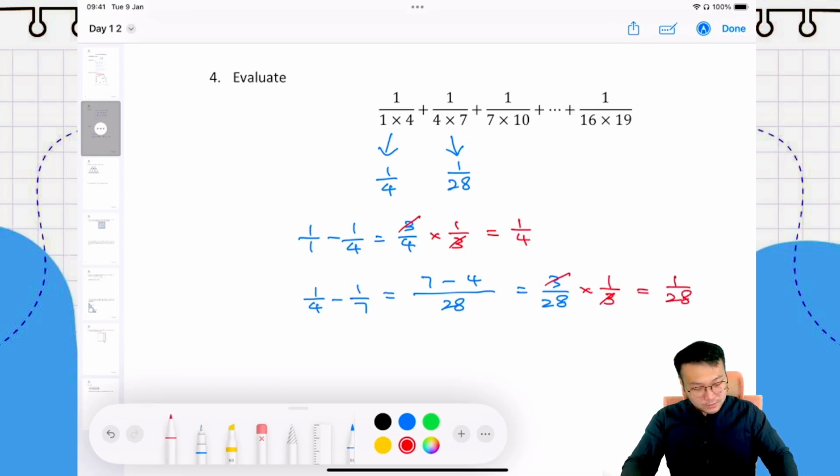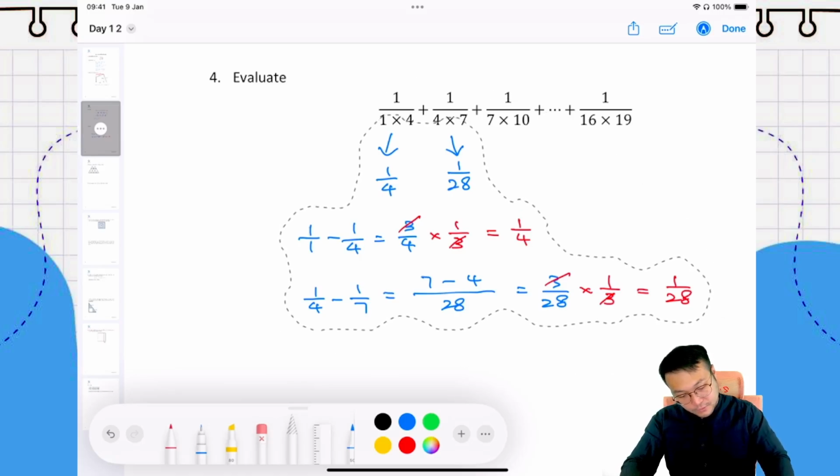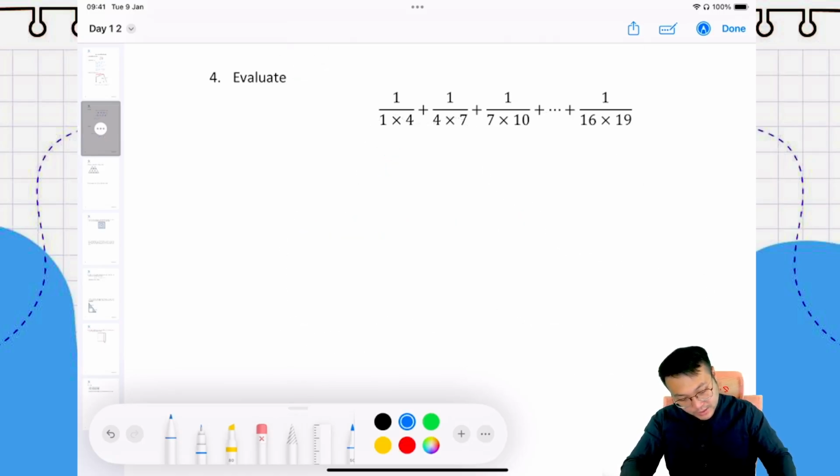Correct? So actually, what we can say is that 1 over 1 times 4 equals 1/3 of 1 over 1 minus 1 over 4. Okay? And this will give you 1/4. Correct?